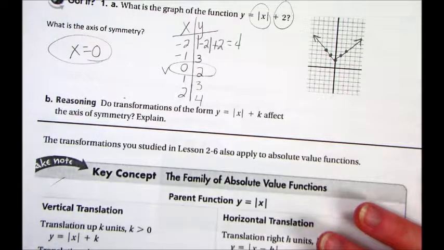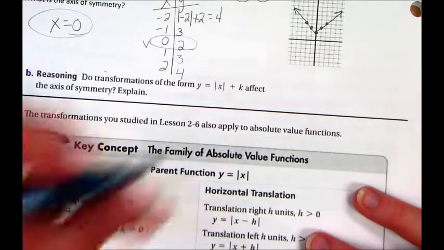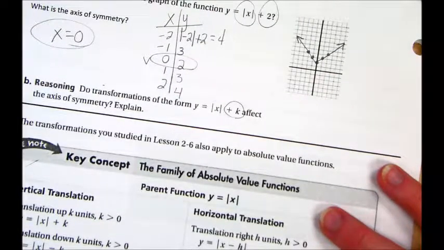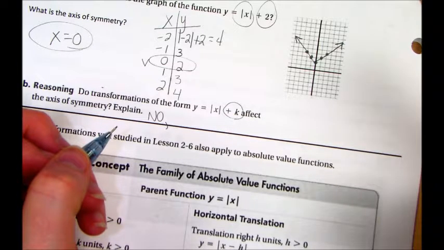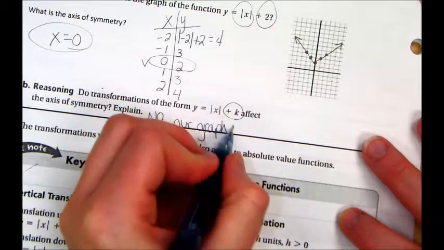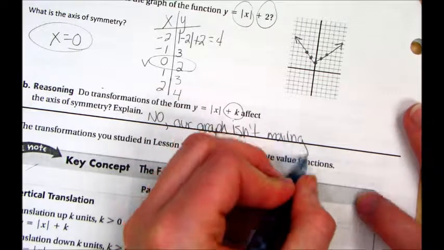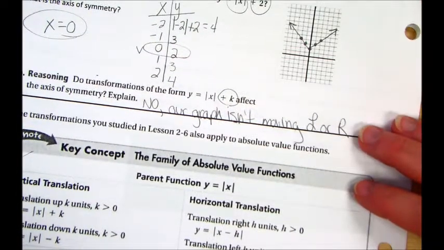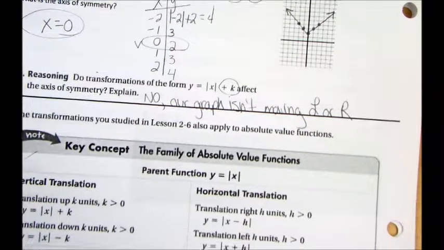Part B says, do the transformations of the form y equals absolute value of x plus k affect the axis of symmetry? So they're asking, when I put a number in the back, does that change the axis of symmetry? The answer is no, because the axis of symmetry, it doesn't move. Our graph isn't moving left or right. So the axis of symmetry stays at x equals 0. The graph just moves up and down the axis of symmetry, which means it still folds on the same line.